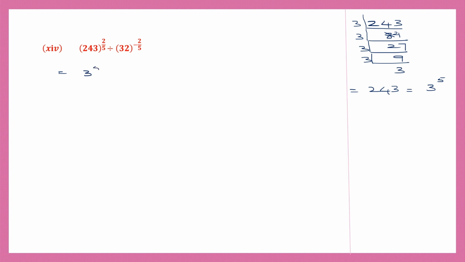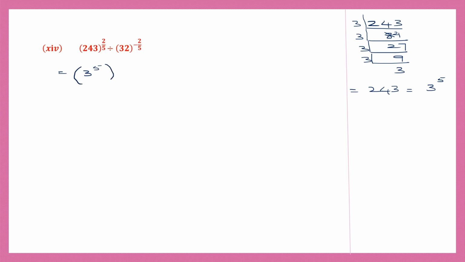Question 14. 243 raised to the power of 2 by 5 divided by 32 raised to the power of minus 2 by 5. Let's simplify 243. Divide by 3: 3 6s, 3 8s are 24, 3 1s are 3. Then 3 2s are 6, there is 2 left, 21, 3 7s are 21, 3 9s are 27. 3 3s are 9. So now 243 can be written as 3 raised to the power of 5.